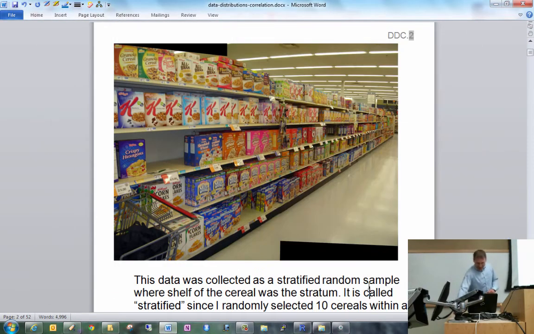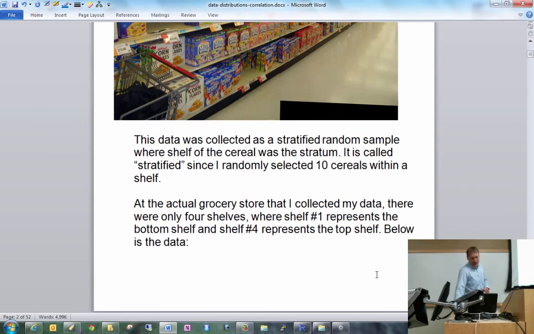Anyway, okay, so what I actually did a few years prior to this, I didn't actually collect my data from this Hy-Vee. I collected from another grocery store. I actually did what's called a stratified random sample, where I stratified based upon the shelf. So shelf one, the bottom shelf, I randomly selected 10 cereals. Shelf two, I randomly selected 10 cereals.